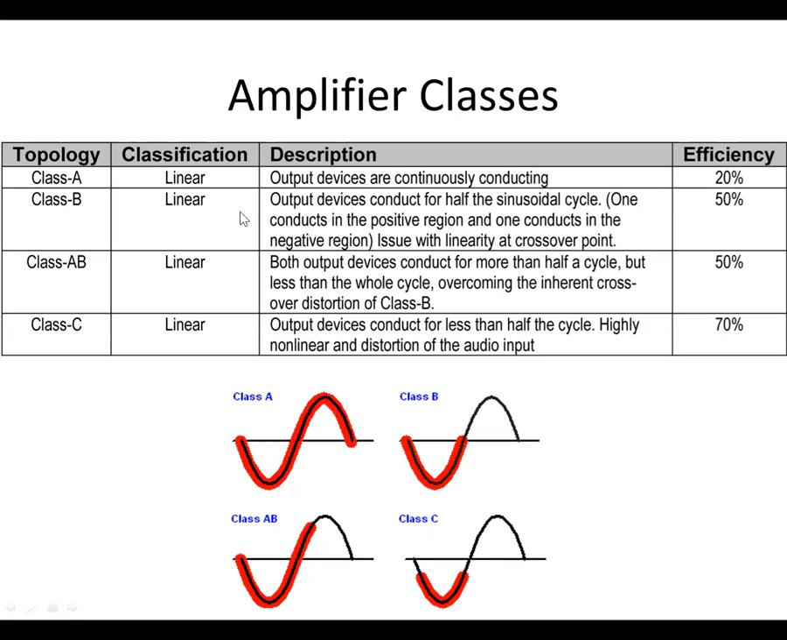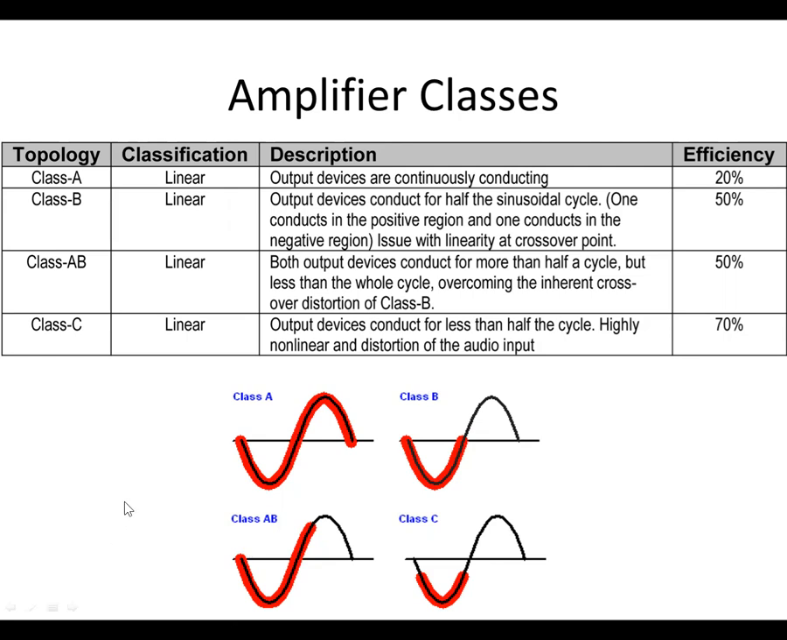A Class B amplifier is also a linear amplifier. The output devices conduct for half of the sinusoidal cycle. So there'll be two of them, two amplifiers stacked, and we'll look at a schematic on the next slide. Two transistors stacked one on top of the other. One transistor is providing the gain in one half of the cycle, and the other transistor will provide the gain on the other half of the sine wave cycle. One problem with this type of amplifier is that there's a little distortion at the crossover as one transistor is turning off and the other one's turning on.